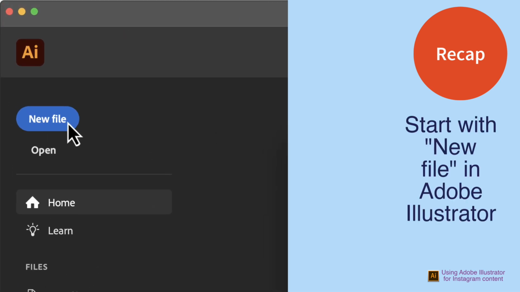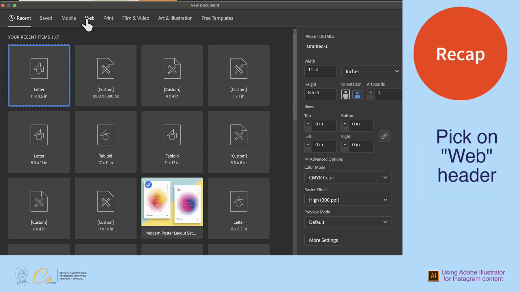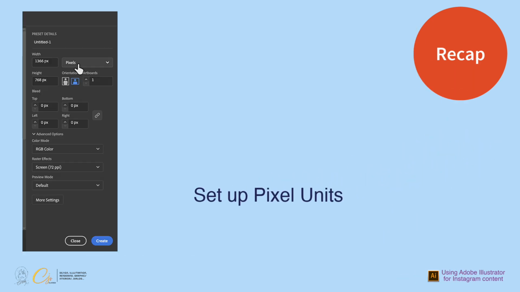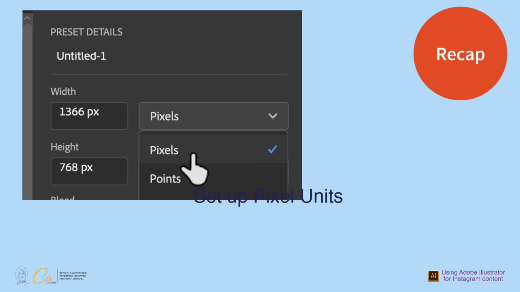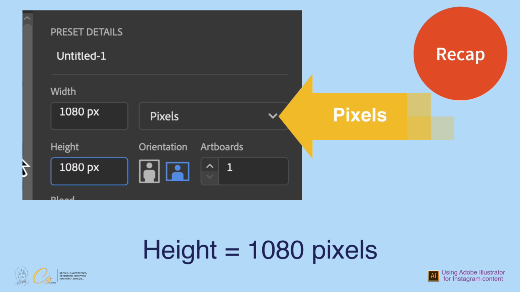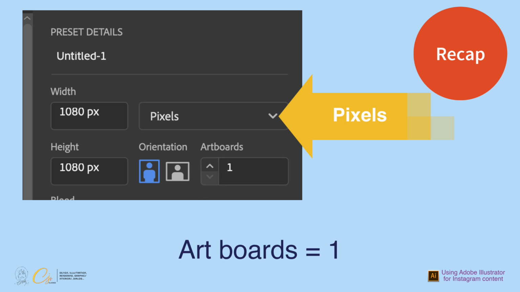Start with a new artboard. Go to the web header at the top of the dialog box for digital output, or set the units to pixels. Make the aspect ratio square at 1080 pixels wide by 1080 pixels high. You only need one artboard.